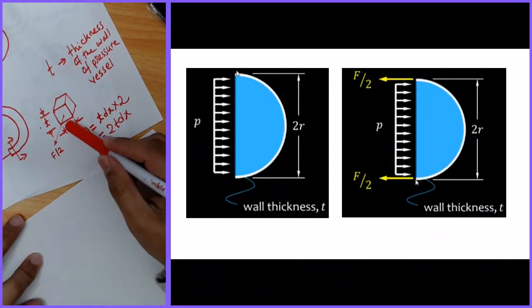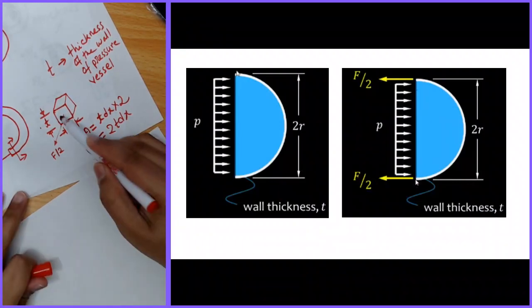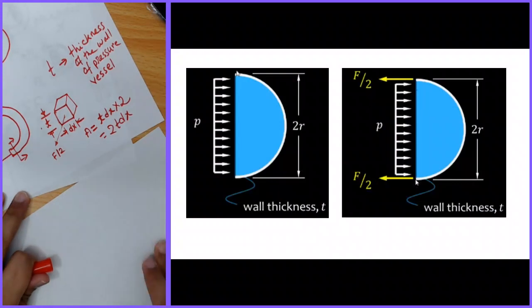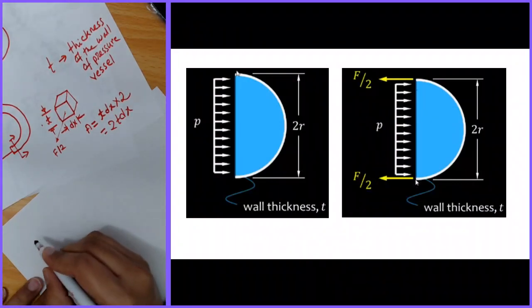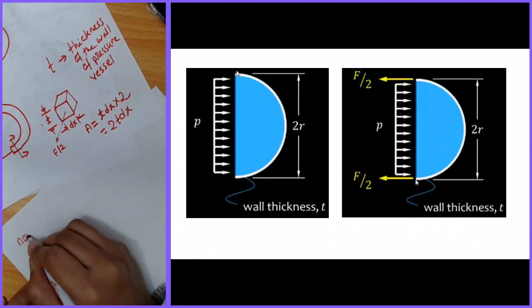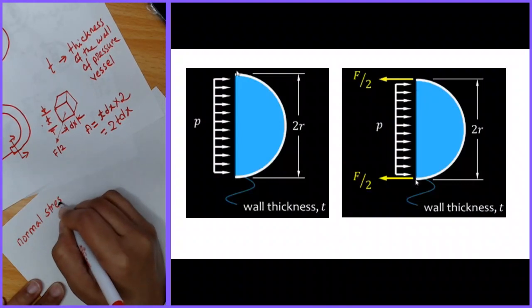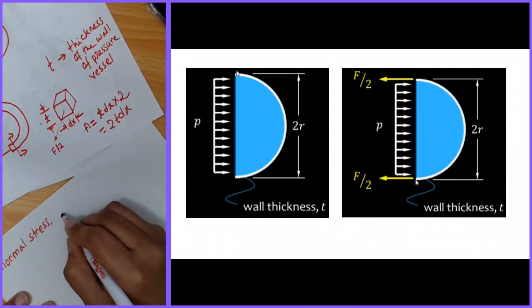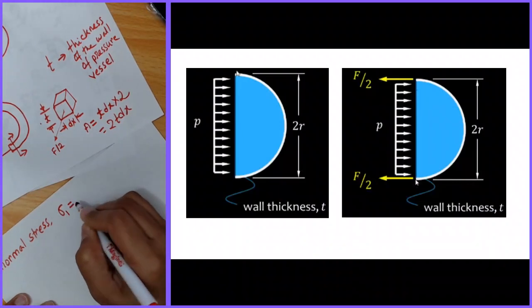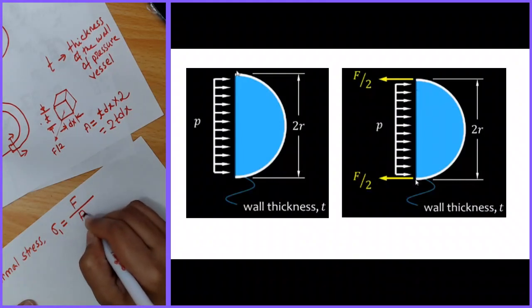So this force is normal to this face. This force is normal to this face. That's why the stress generated due to this force is normal stress. Okay, and we know the definition of the normal stress. For example, say this is sigma 1, which is force divided by area.